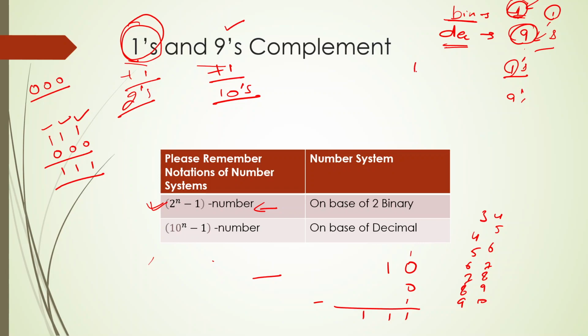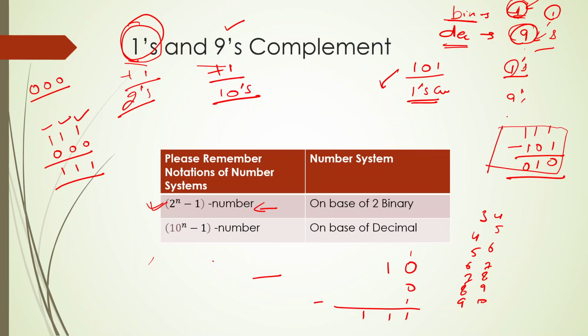So for example, if there is a number 101, and because it is a binary number, I want to calculate the 1's complement. What I can do is simply write 111 minus 101. This gives 0, 1, 0. Binary subtraction I have explained to you. This is the basic thing.